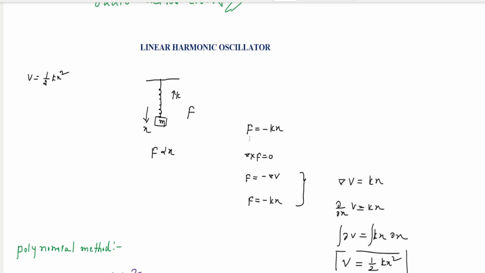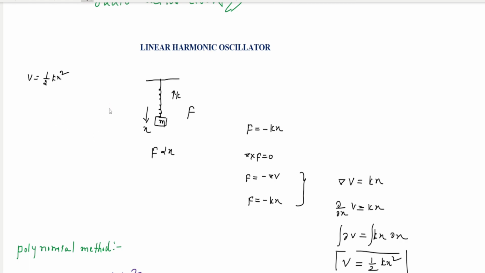And one more method is the operator method. In that operator method, we can use the A and A dagger operators. Then we can solve the linear harmonic oscillator problem easily compared to the polynomial method. This is the polynomial method. I already derived the total equations and entire explanation.